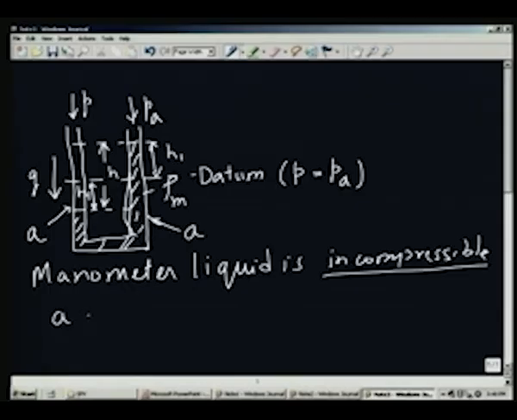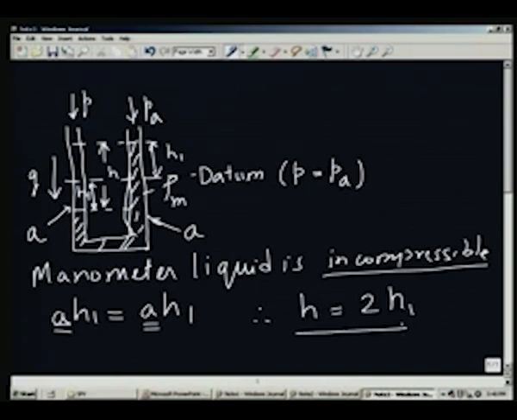So, A into H 1 is equal to A H 1, because area is the same, these two are the same area. Therefore, it goes up and goes down equally. Therefore, we can say that H is nothing but 2 times H 1. This is the consequence of the fact that the liquid is incompressible and the area of cross section of the two limbs of the U tube are exactly the same.